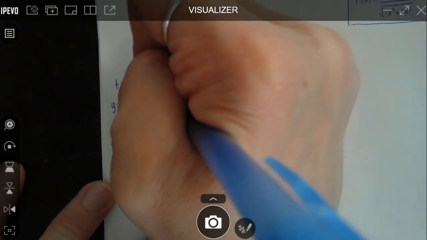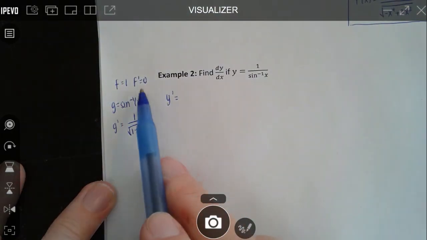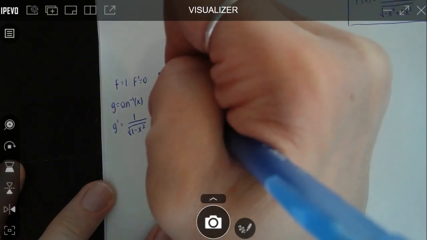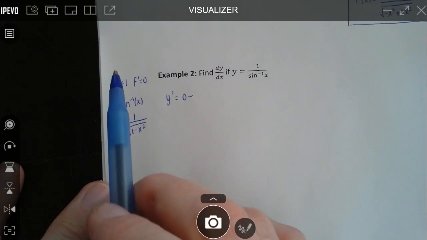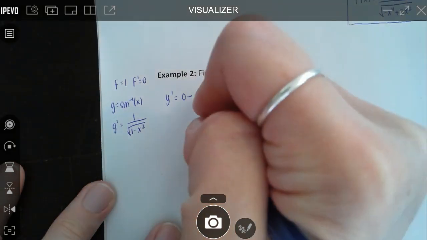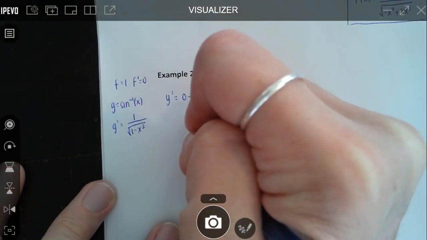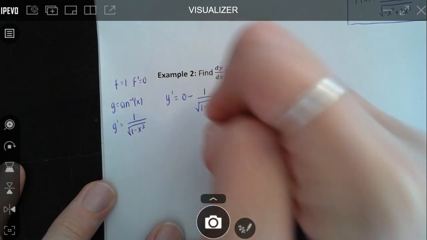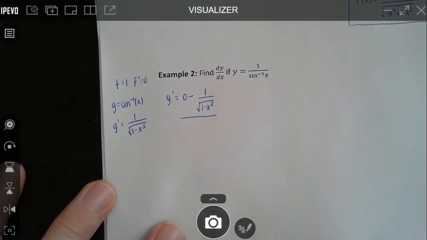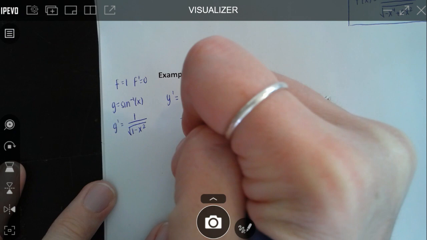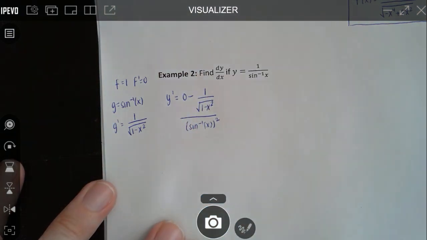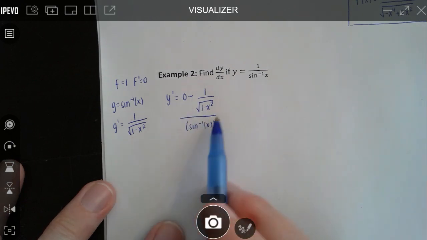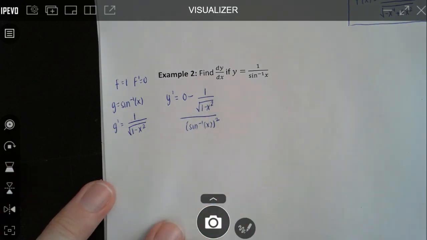So if I go about this using the quotient rule, f prime times g is just going to give me a 0, minus f times g prime is going to give me 1 times this 1 over square root of 1 minus x squared. But then that's still going to be over the denominator squared, so inverse sine squared. And I would want to clean this up, so I don't want to leave it as like a fraction over something squared.